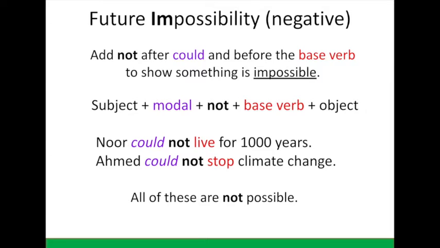We can talk about future impossibility by adding not after the modal could and before the base verb. This shows that something is impossible, so there's a zero chance possibility. Again, looking at the screen, we have some examples. Noor could not live for 1,000 years, or Ahmed could not stop climate change. By using could and not in both examples, we show that this is impossible, or that there is a 0% chance that it will happen.